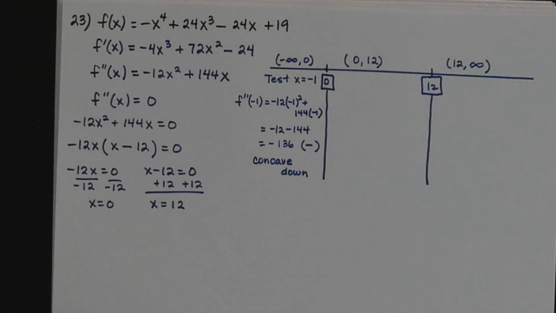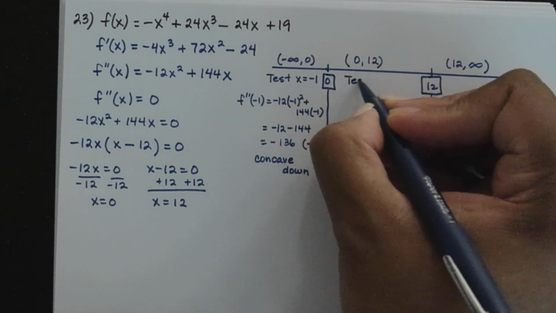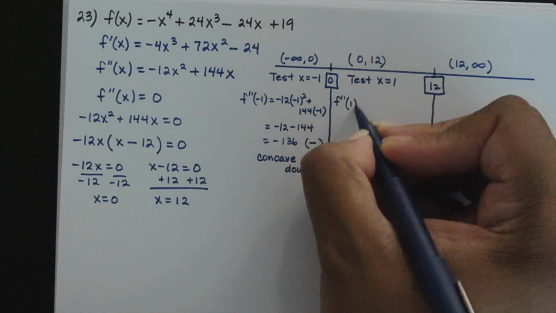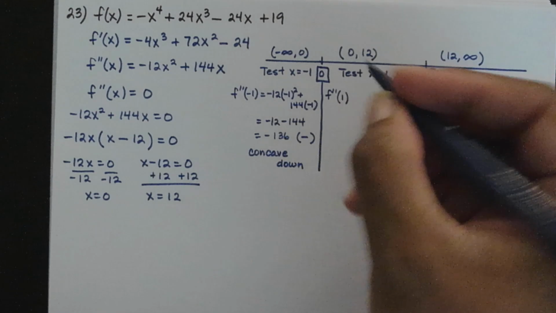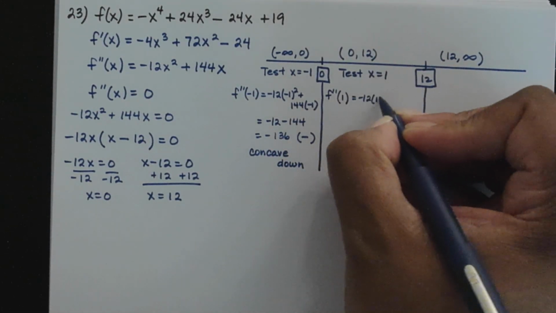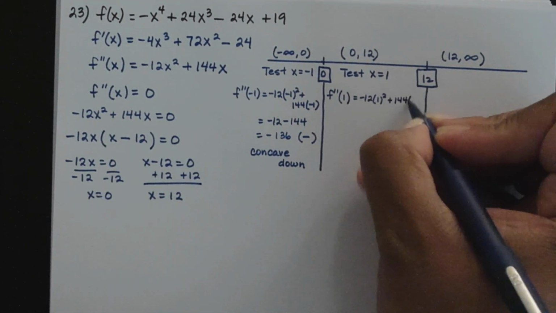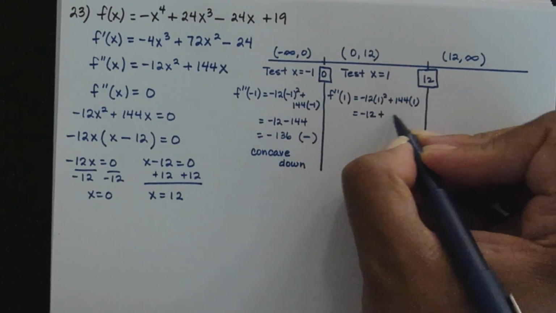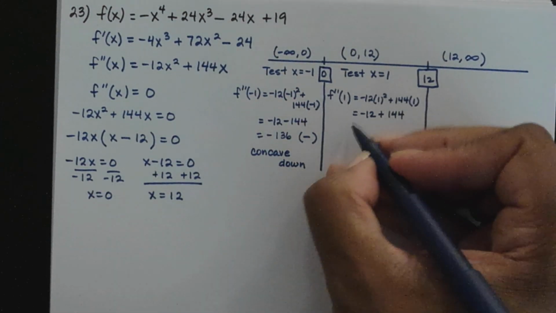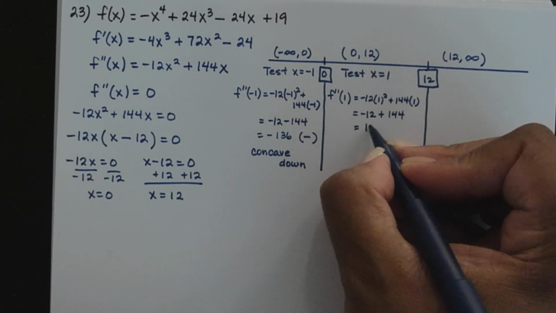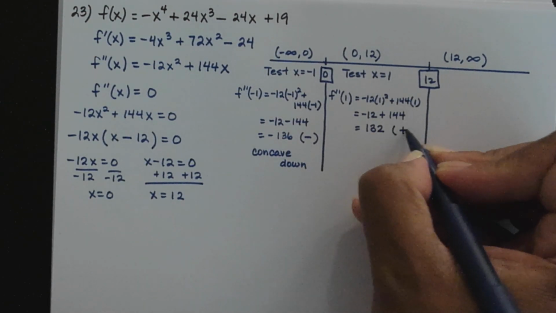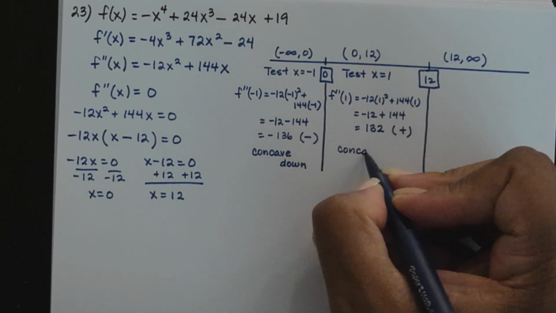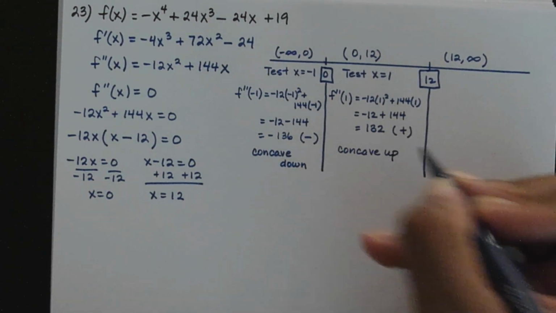Now for 0 to 12, I pick x equal to 1, and then use that second derivative and replace the x with 1. So this will be negative 12 times 1 squared plus 144 times 1. 1 squared would be 1, times negative 12, that's negative 12, plus 144 times 1 is 144. This will end up being 132, which is positive. So that means the graph of this function on the interval from 0 to 12 will be concave up.